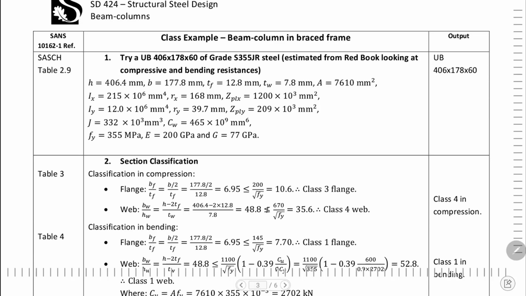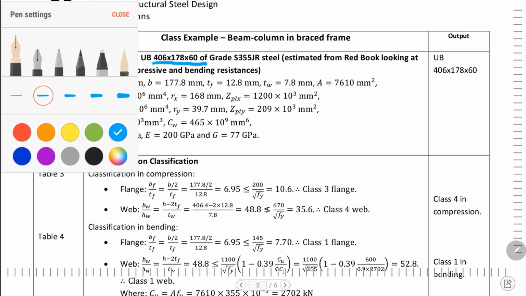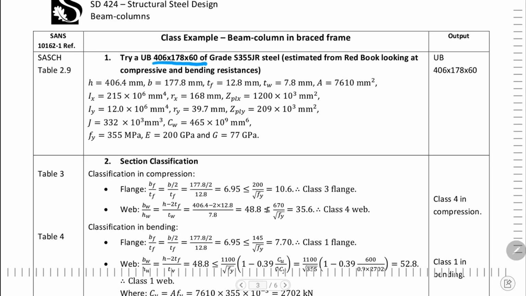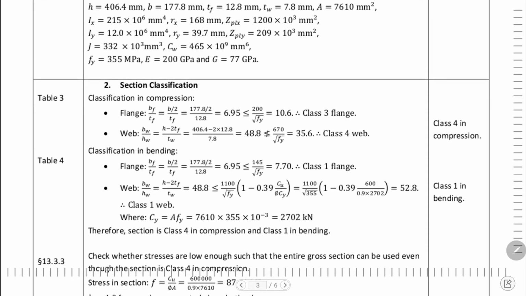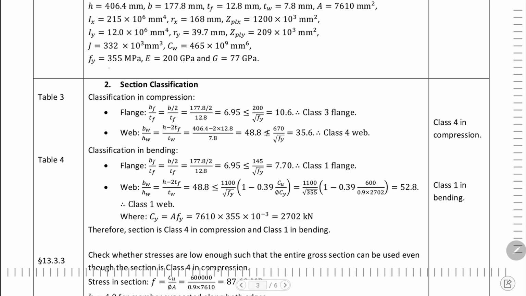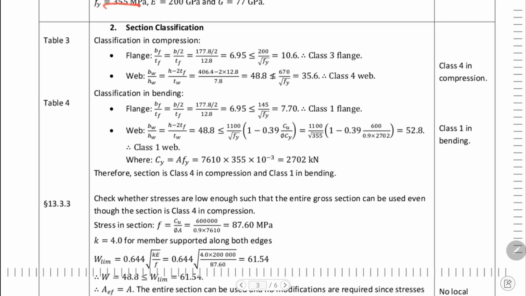So we're going to try a UB406 178 60. We have a look in the Red Book, and it looks, give or take, like the bending resistance is more than enough and the compressive resistance is enough. But let's see, maybe by the time we get to the end, if it's going to work out or not. Now, we're using 355 steel, listed all the properties above, and let's continue on.